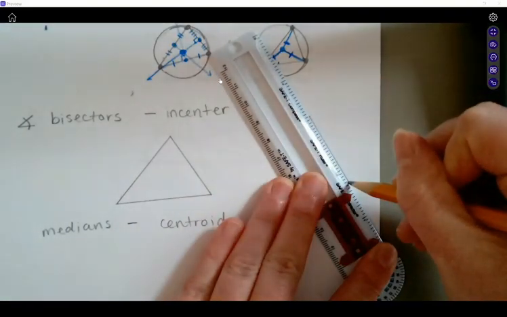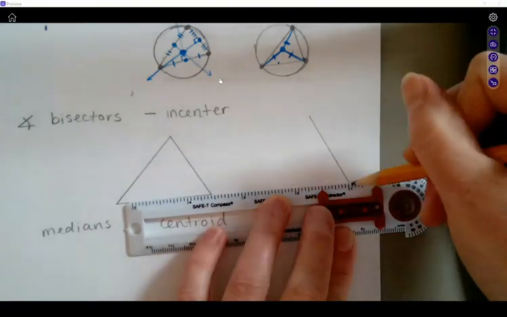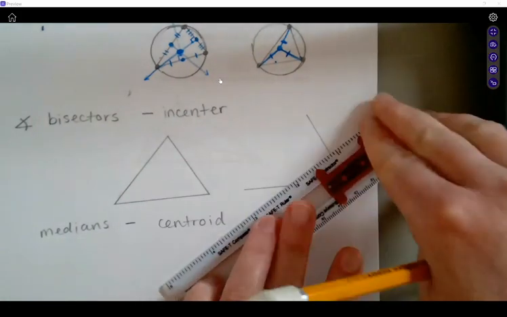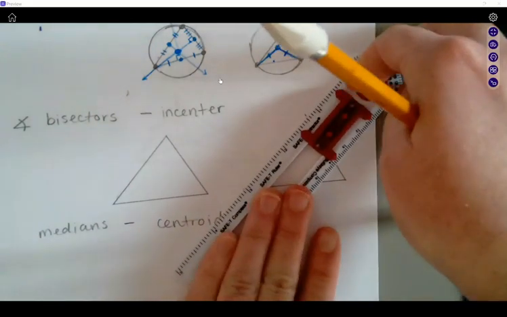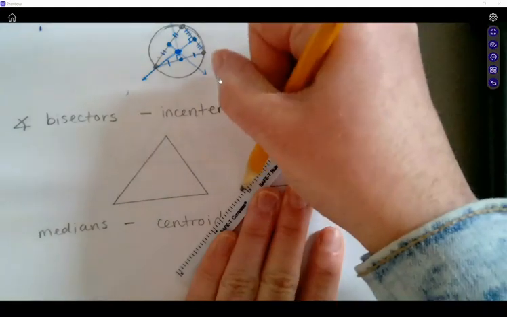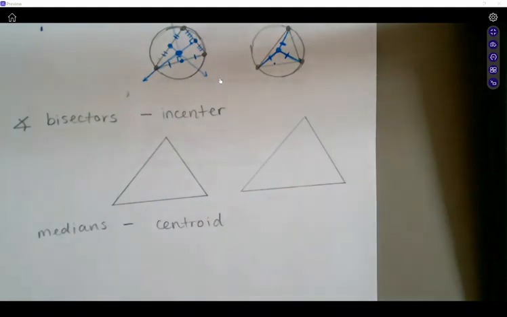Does it have to be equilateral? It doesn't have to be equilateral. I'm purposefully making mine not equilateral. Okay, so I need you to have two triangles constructed. And then we're going to look at incenters.